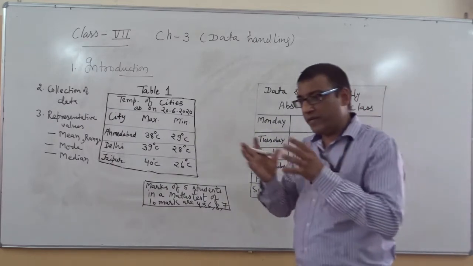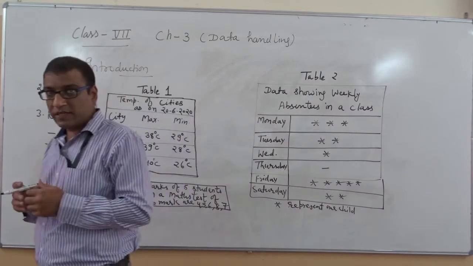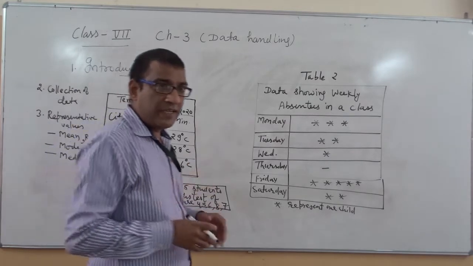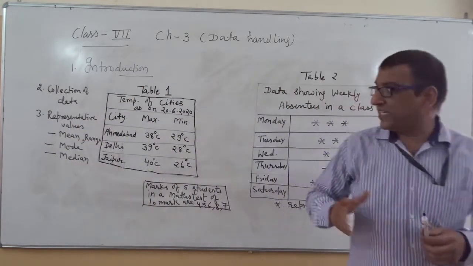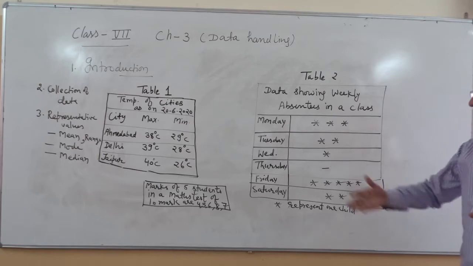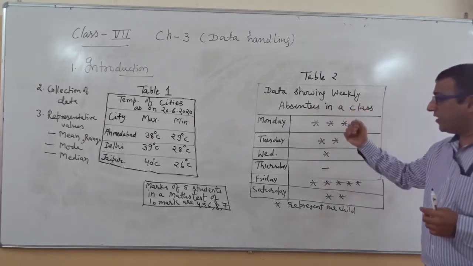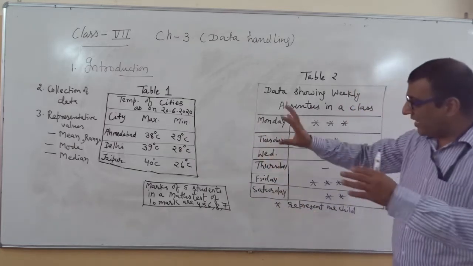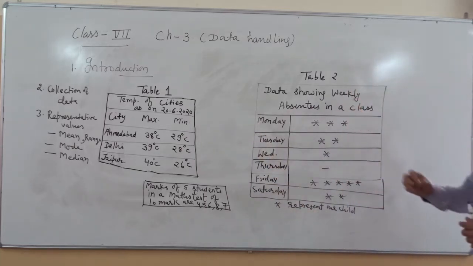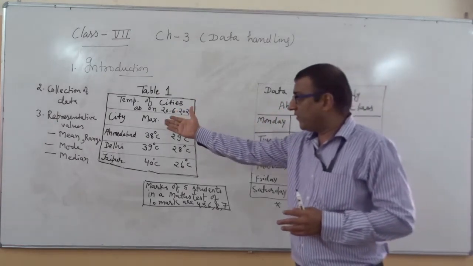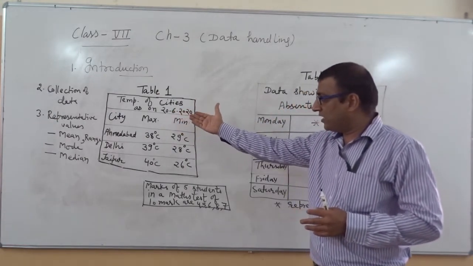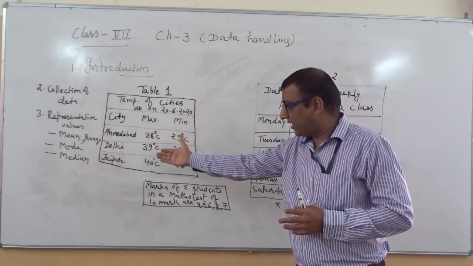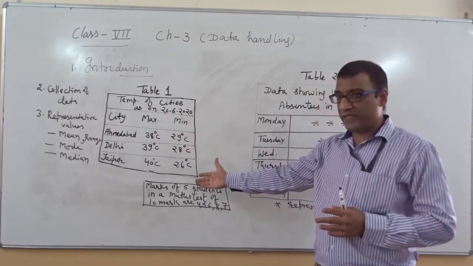As you see in your surrounding area, in your book, in your class, in your nearby area, so many things are there. As you see on the blackboard at present, there are so many data. This is your table number 1, table number 2, and it is one of the small box, and something is written here, and it is in a very systematic manner. If you see here in table number 1, it is related with temperature of cities as on 20th June 2020. It is related with different cities and their maximum and minimum temperature.